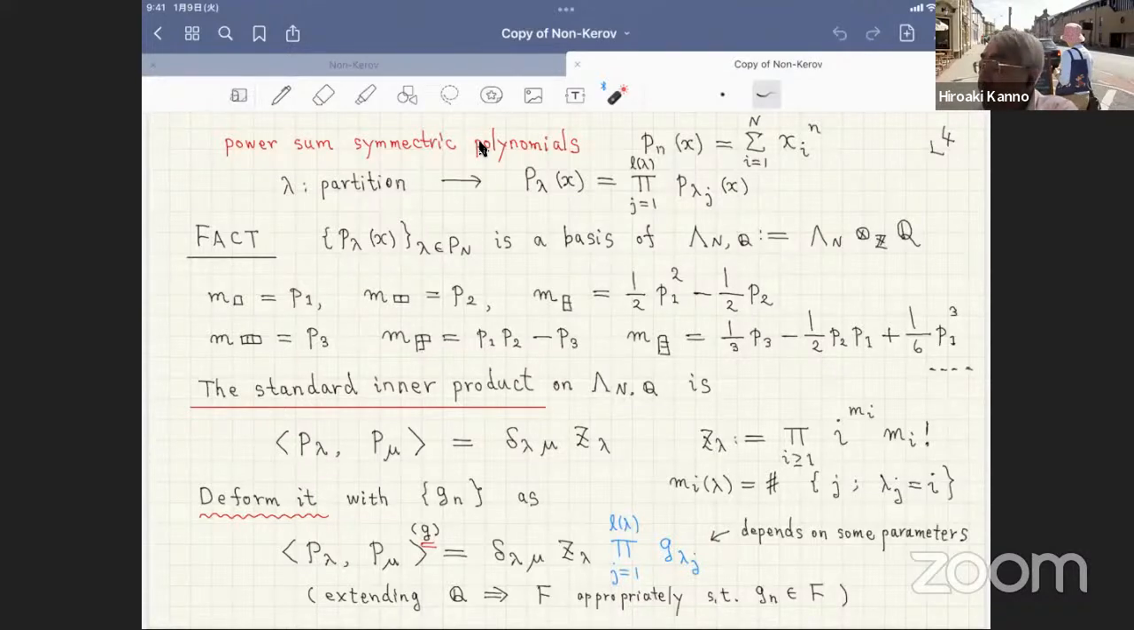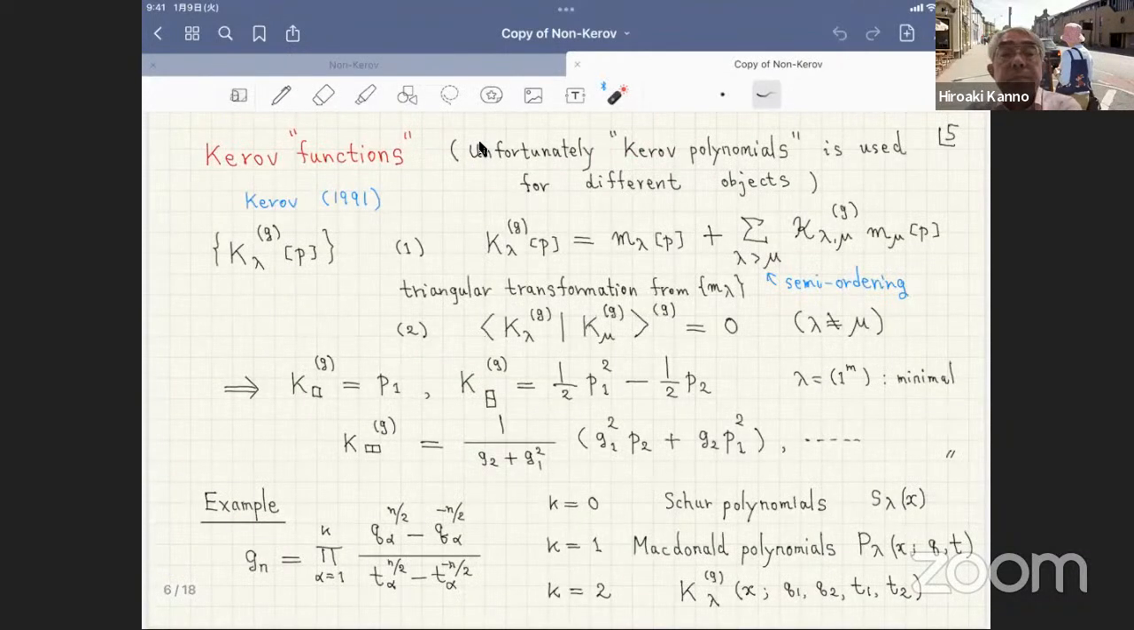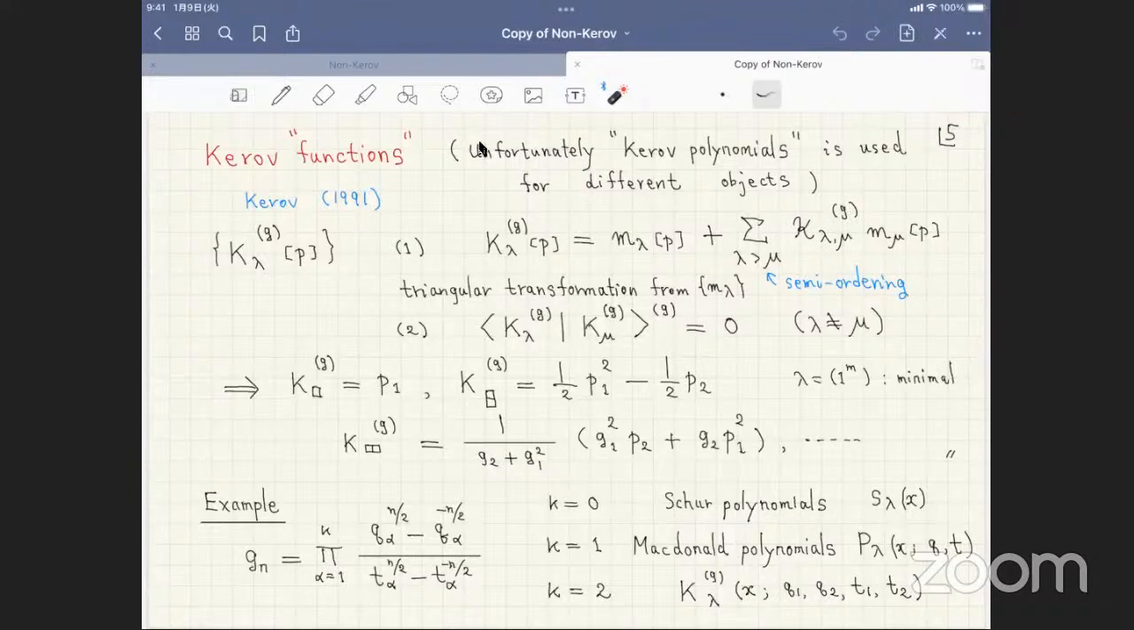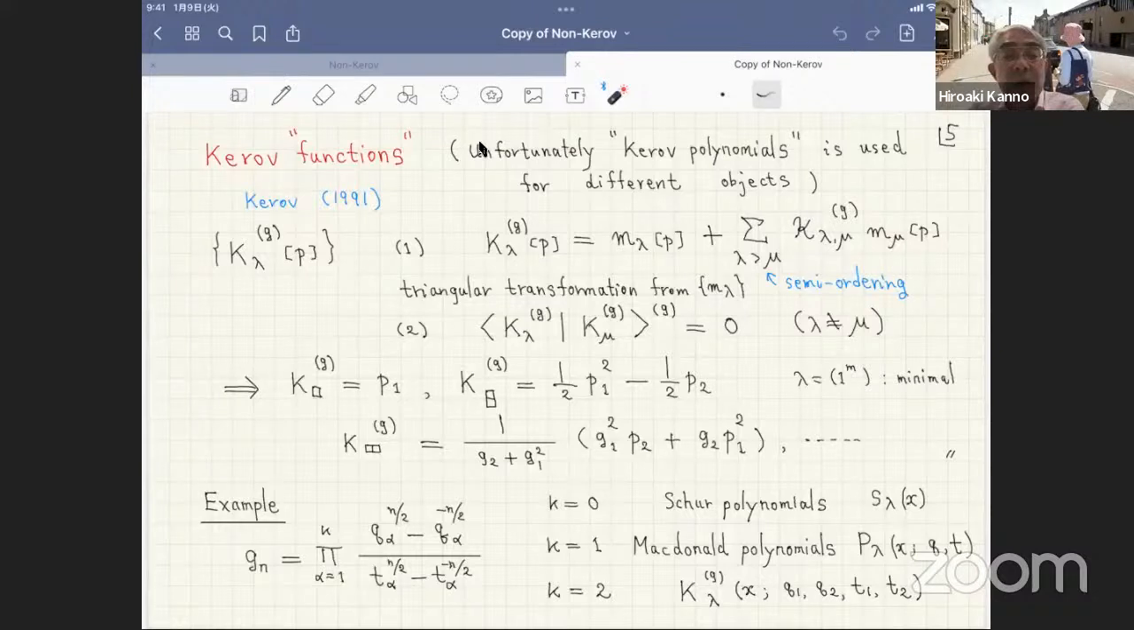Okay, so Kerov functions are characterized in the following way. But I call it Kerov function, not polynomial. Unfortunately, again, there's some clash of terminology. Kerov polynomials are already taken for different objects. So I will call this family Kerov functions.